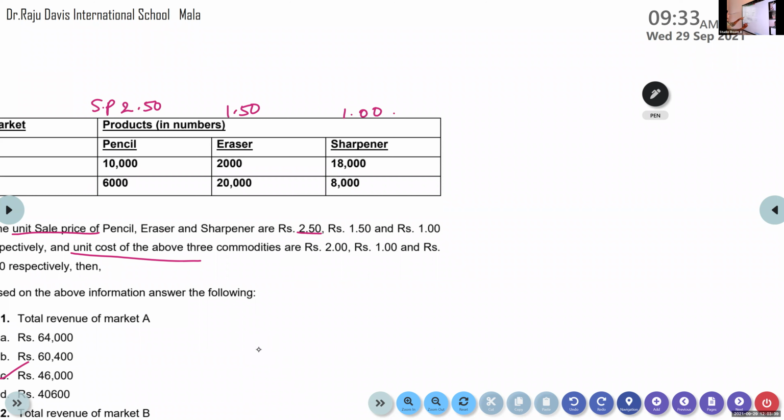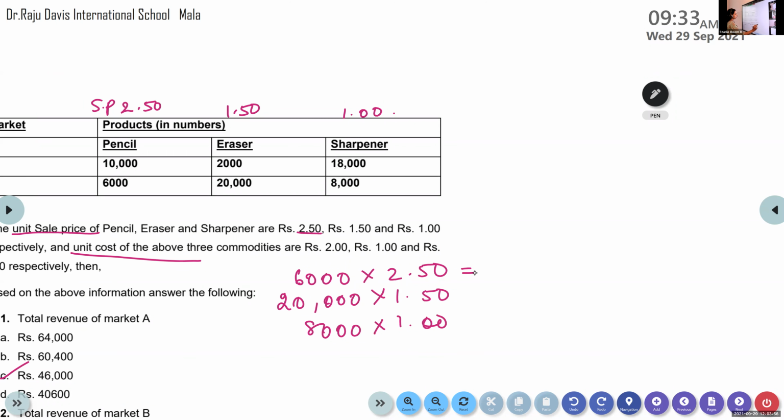What is the 6,000? 6,000 into 2.50, 20,000 into 1.50, 8,000 into 1. So multiply this and add, and you'll get the answer. Find the total revenue of market B. Make it fast. What is 6 into 2.50?